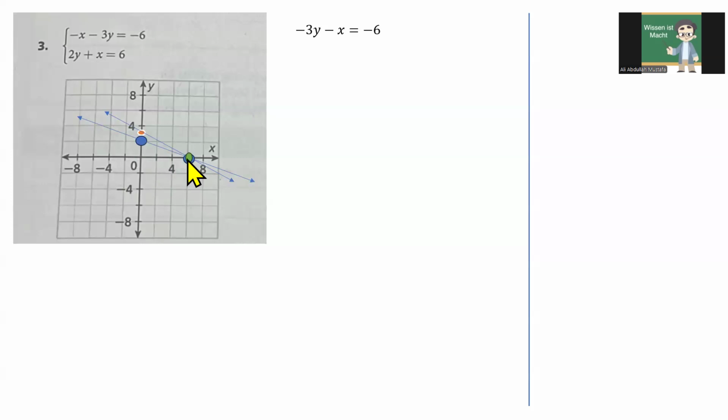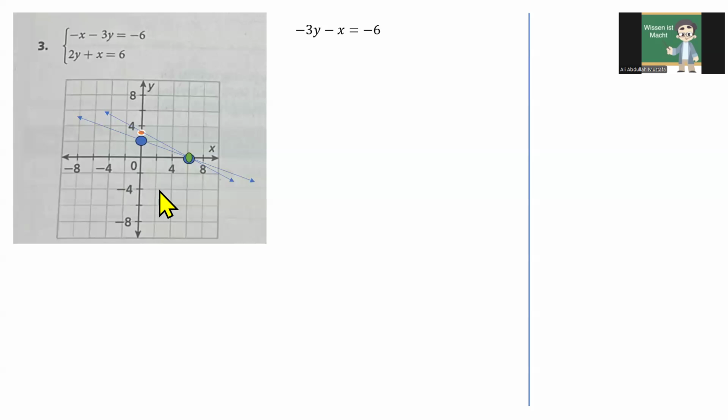So this point is 6, 0, and it represents the solution of the two line functions, this one and this one, because this point, 6, 0, belongs to both lines. It is on this line, and it is also on this line. That means this point is the solution for these two systems of equations.